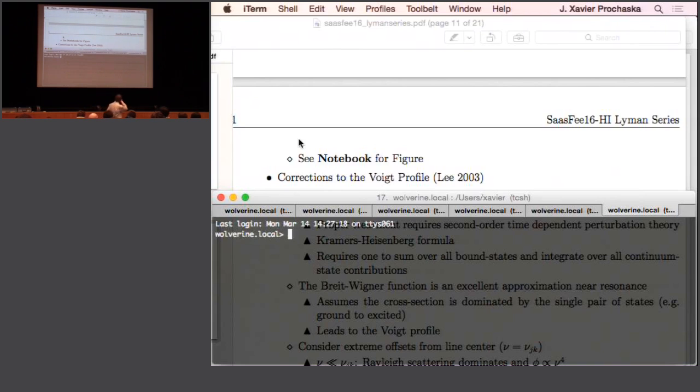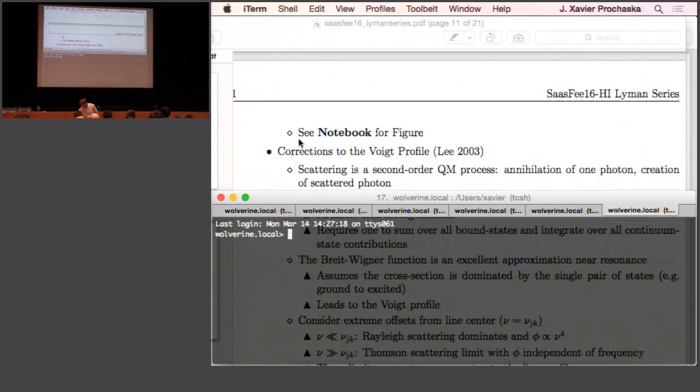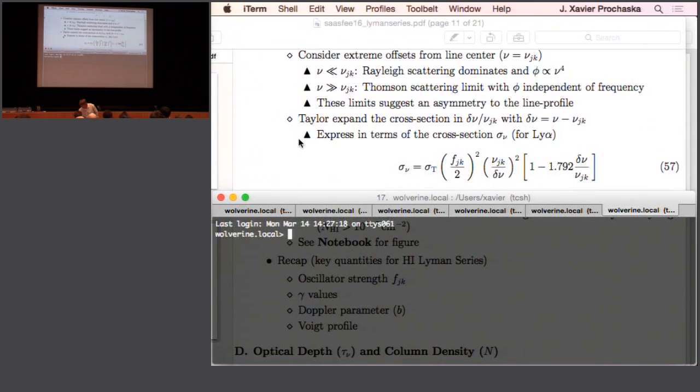But you can also see this very nice paper by his former advisor, Lee, in 2003. And the bottom line is that despite the void profile, which is symmetric about line center, the actual profile is asymmetric about line center. And you can, in principle, detect that even in the strongest of damped Lyman-alpha systems. But I'll come back to that later.